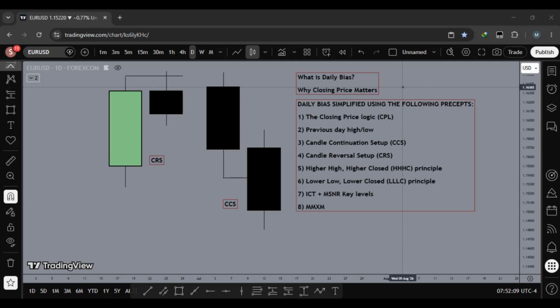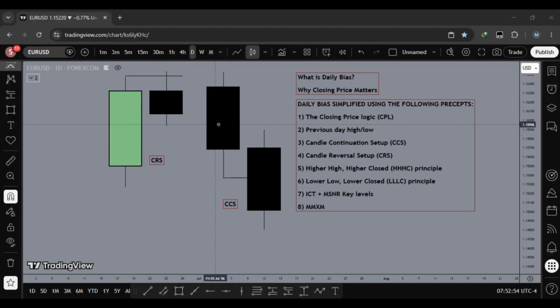Now, let's go through what we have here. We will be using two types of setups. This is called the CRS, the candle reversal setup. This candle reversal setup is based on previous day high and previous day low. If price sweeps the previous day high and closes below the previous day high, it signifies reversal. So our directional bias will be what? Bearish.